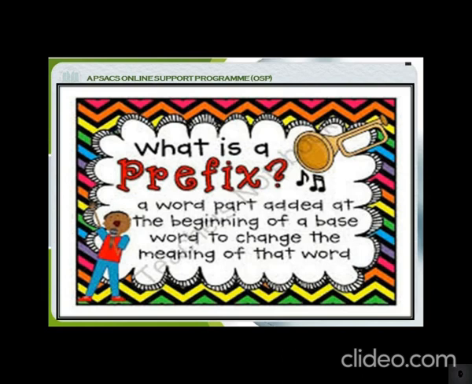So that brings us to our next topic, prefix. What is a prefix? A prefix is a word part added at the beginning of a base word to change the meaning of that word completely.